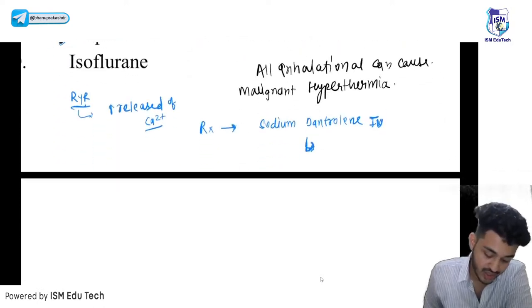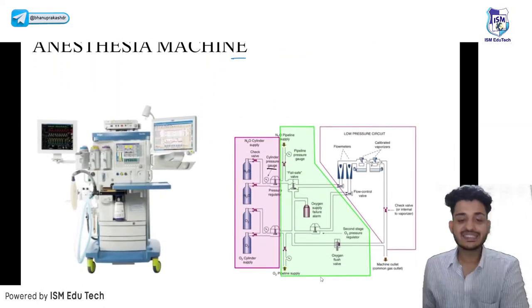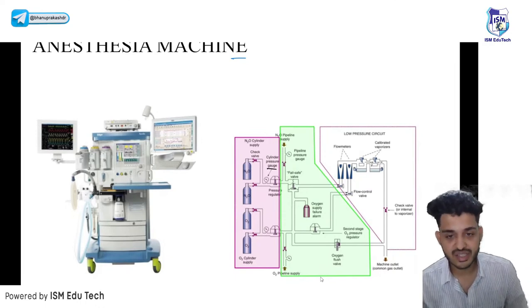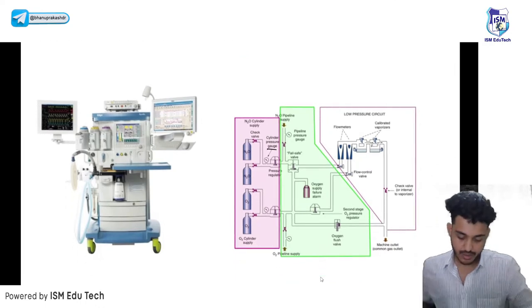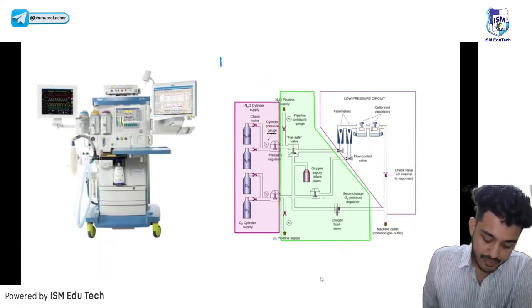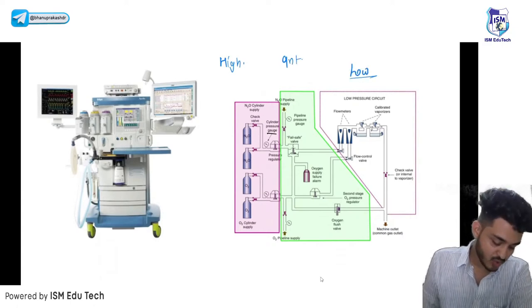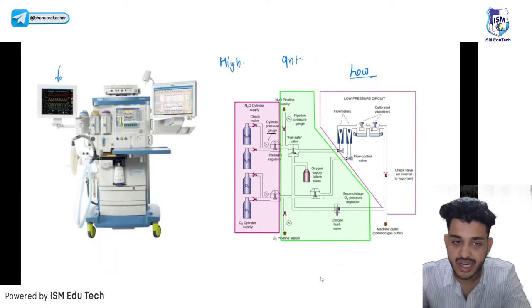Okay, so now we have seen about the monitors. Now the patient is looking at the machine. What is that machine? That is your anesthesia machine. What are the parts of the anesthesia machine that we need to discuss? Majorly, they are having three parts. This one is high pressure system, this one is intermediate pressure system, and this one is low pressure system.